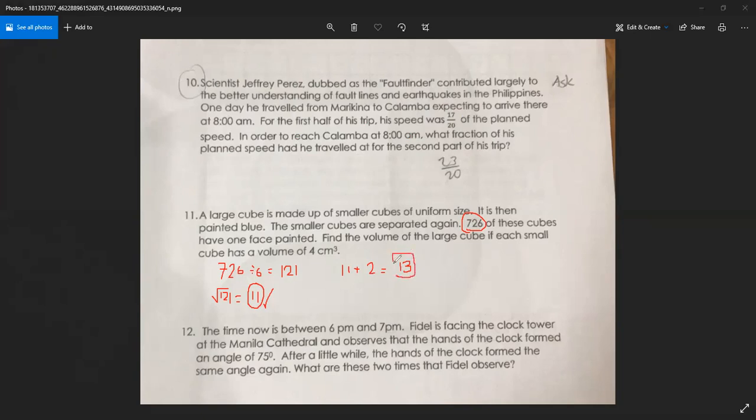So we can now identify the volume of the large cube, and that is 13 times 13 times 13, or 13 cubed, times 4. Teacher, why did you multiply it by 4? Because it says in the problem that the volume of the small cube is 4 cm cubed. So doing this, wait, I'm just going to get my calculator. The answer now is 8,788 cm cubed.